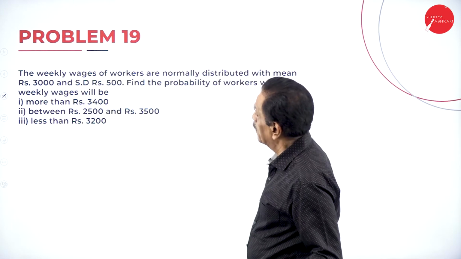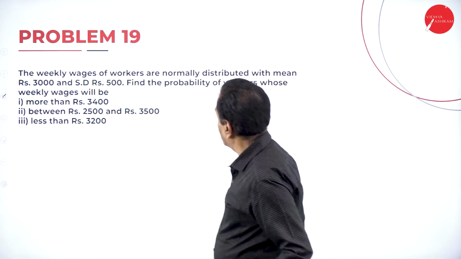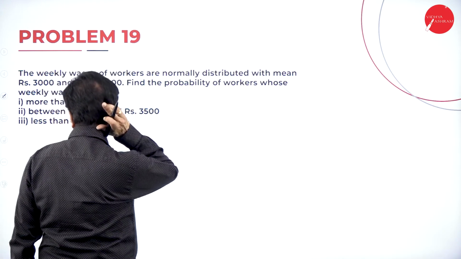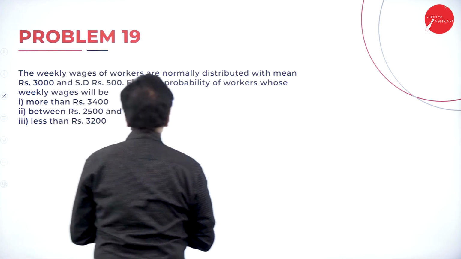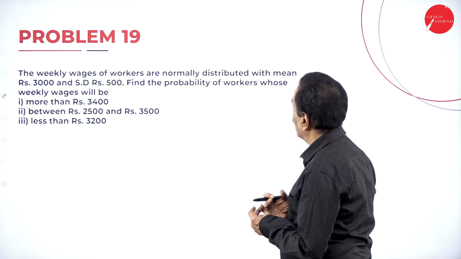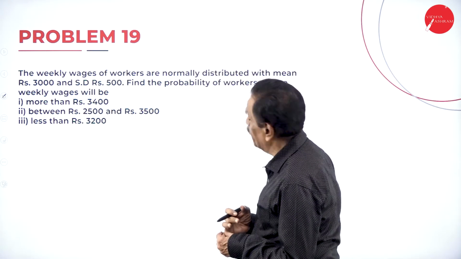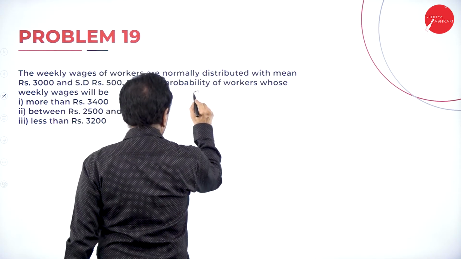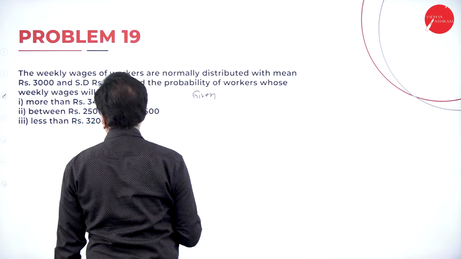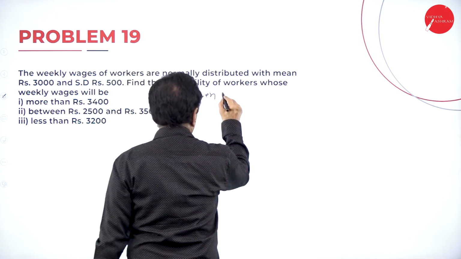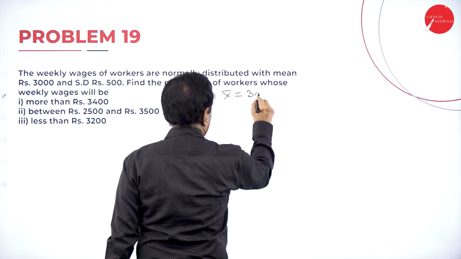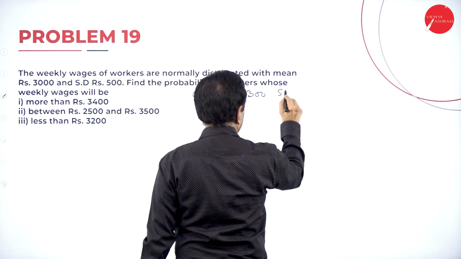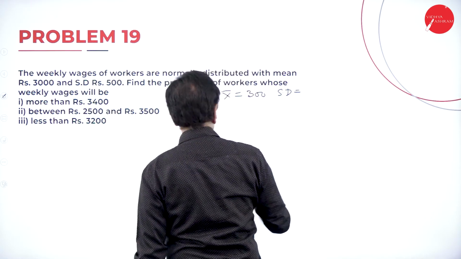Then the weekly wages of workers are normally distributed with mean rupees 3,000 and standard deviation 500. Find the probability of the workers whose wage will be more than 3,400. Given mean is 3,000 and standard deviation is 500.